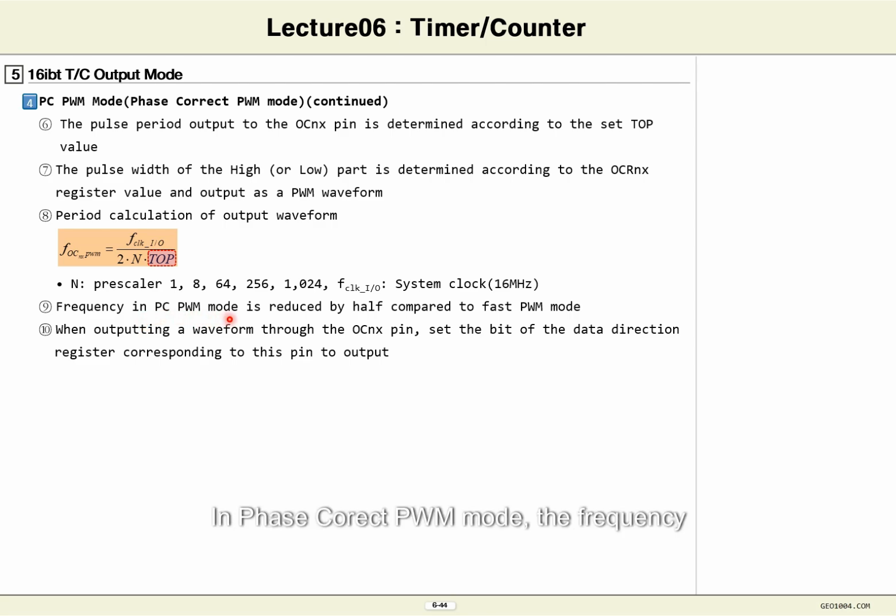In phase-correct PWM mode, the frequency will be reduced by half compared to fast PWM mode. In order for a waveform to be output to the OCNX pin, the data input and output direction of the pin must be set to output. Up to this point, we have explained the phase-correct PWM mode.